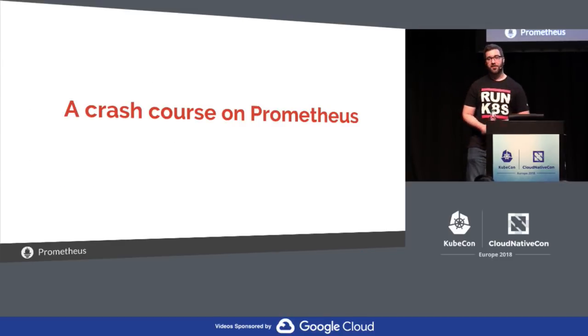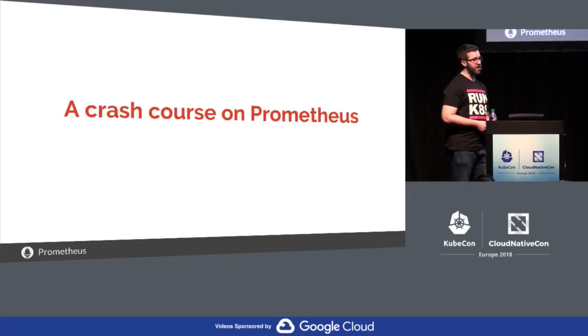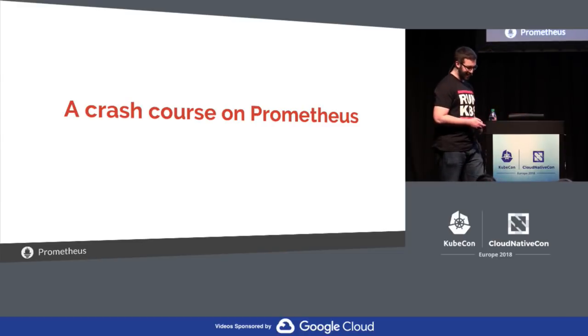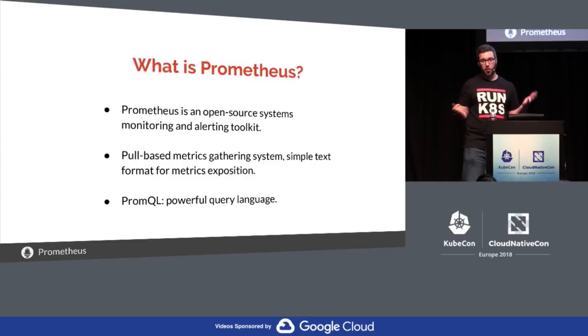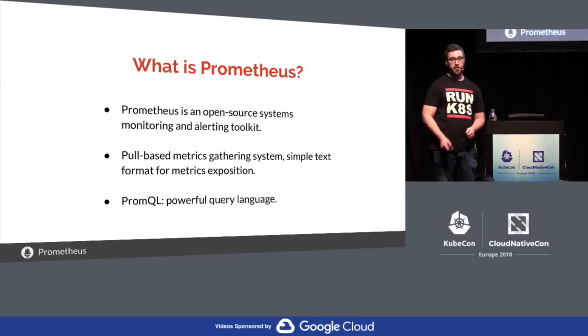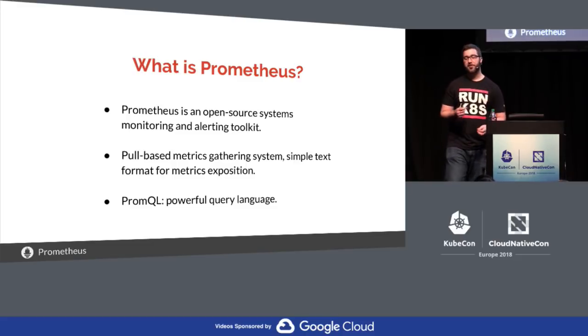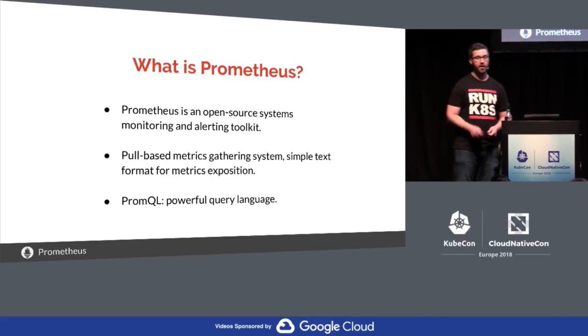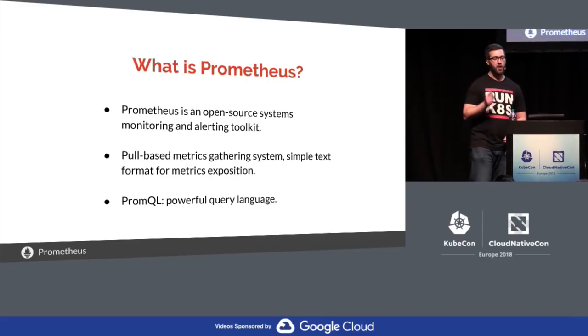So just to start, let's talk about a crash course on Prometheus. How many folks here have deployed Prometheus in their environments? Quite a few. That's awesome. So what is Prometheus anyway? Prometheus is an open source systems monitoring and alerting toolkit. It uses a pull-based metrics gathering system over HTTP and a simple text-based format for actually exposing those metrics to a Prometheus server over the network. It also features PromQL, which is a powerful query language built right into Prometheus.